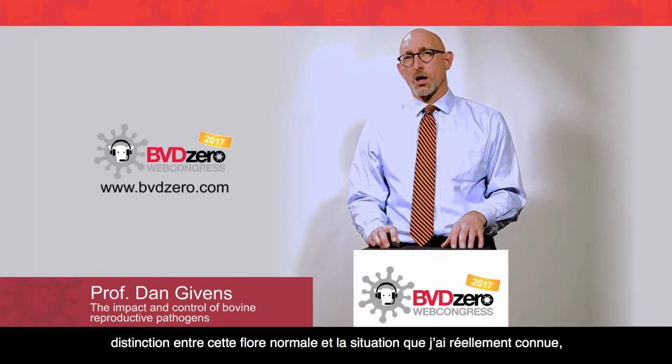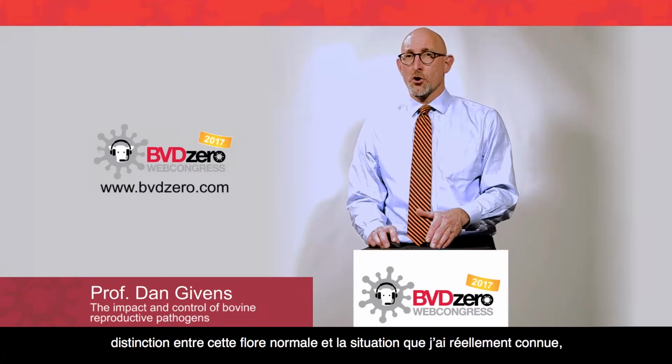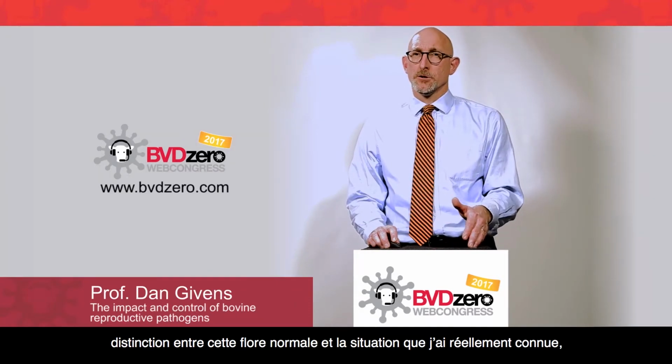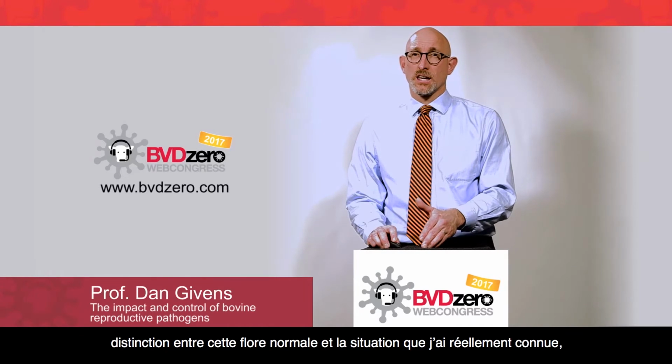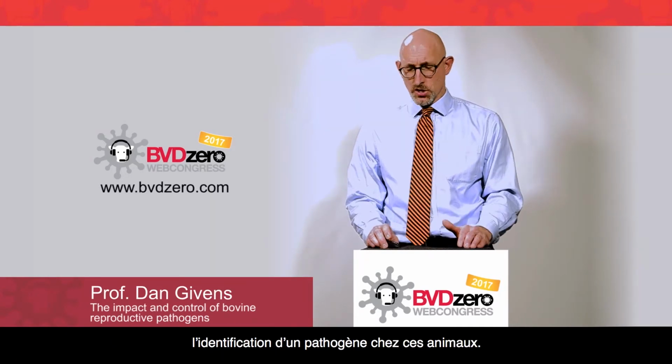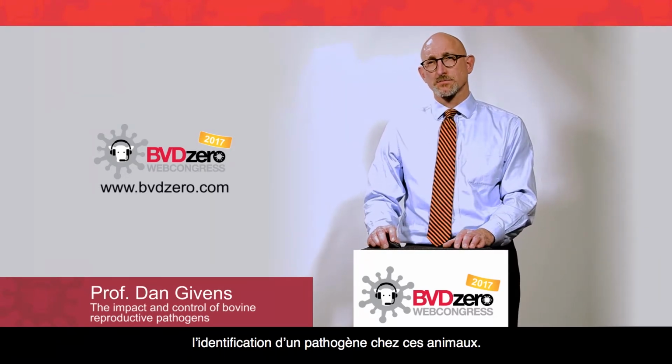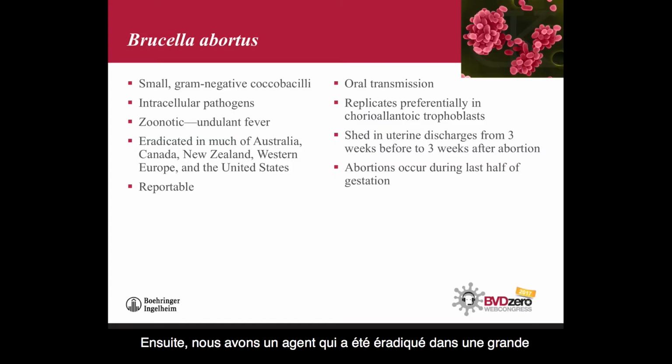Next, we have an agent that has been eradicated in much of Australia, Canada, New Zealand, Western Europe, and the United States. That's Brucella abortus. This zoonotic small gram-negative coccobacilli is actually an intracellular pathogen. It is reportable. It is controlled through regulatory eradication procedures in much of the world. It's transmitted orally.